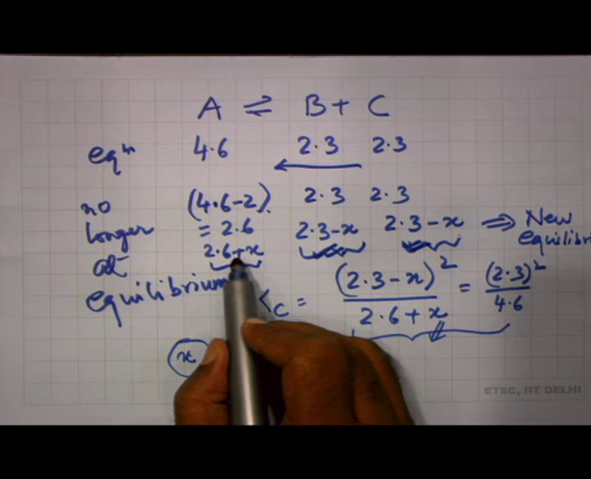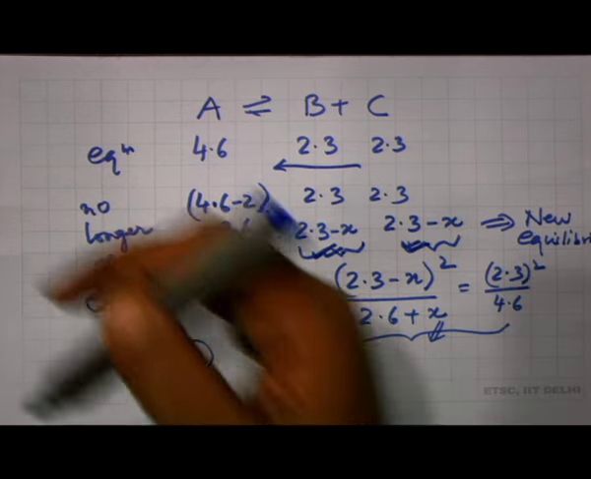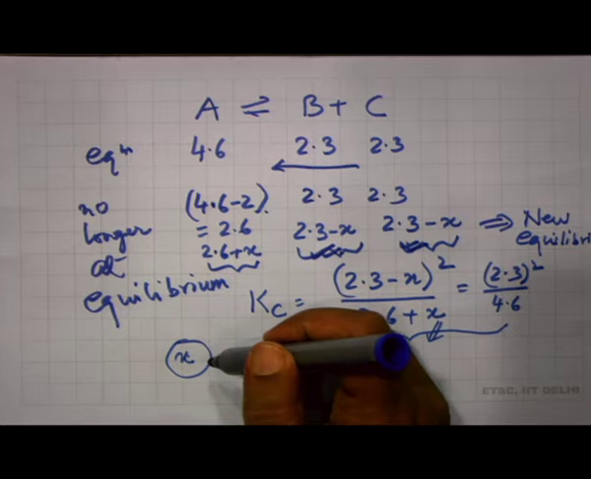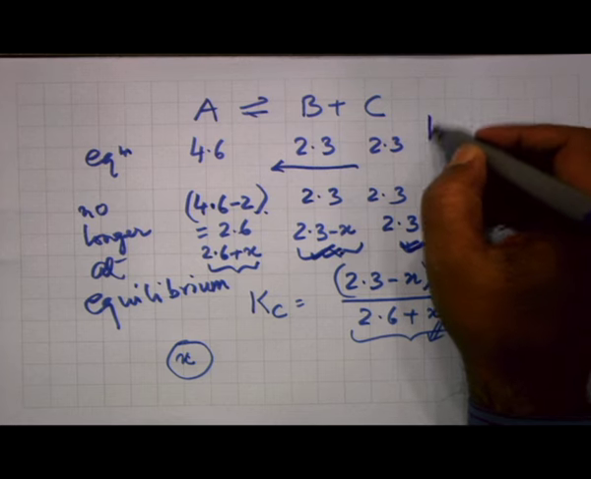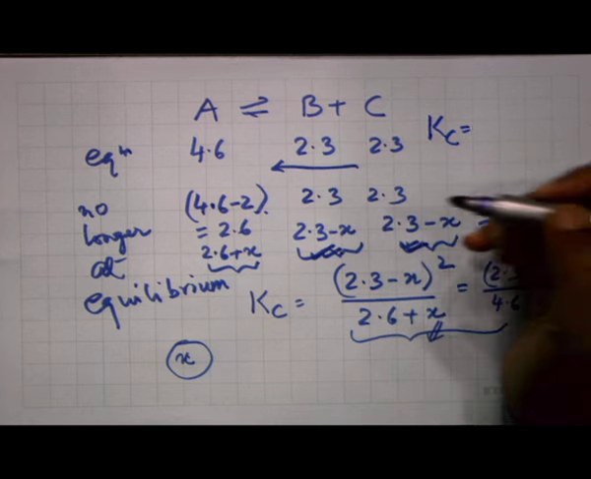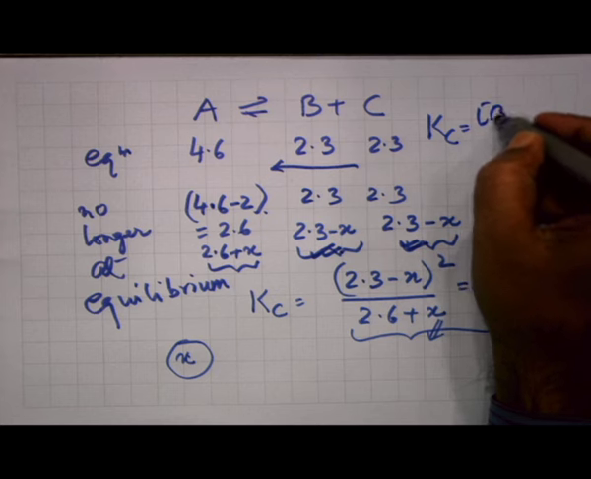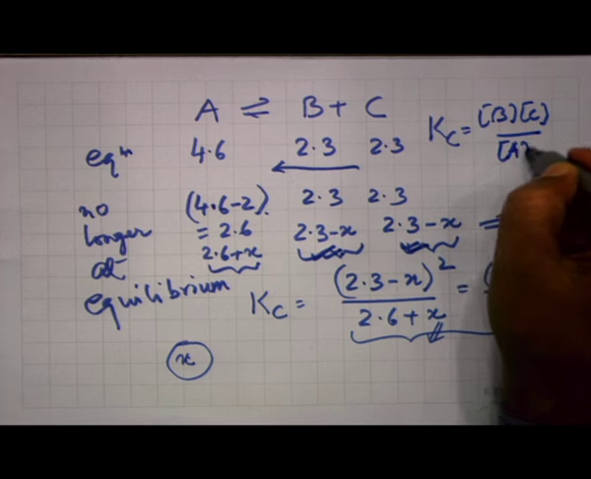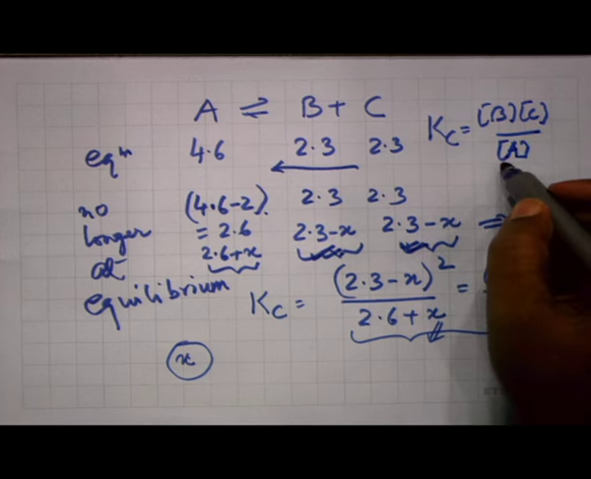Here I told that the reaction will go to your left hand side, a reverse reaction will take place. How can you tell that? It is quite simple. Here we know that Kc is equal to B into C by A. What are we removing? This one.